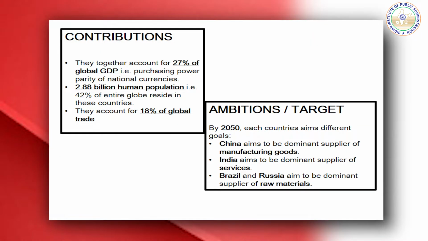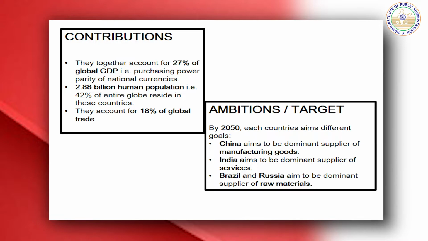Now, how big is BRICS as a regional grouping? Does it have any clout in the world economy? If you see the contributions of BRICS, it accounts for nearly 27% of global GDP, 18% of global trade, and nearly 42% of the entire global population resides in these 5 countries. So you can imagine the scale at which this group operates.